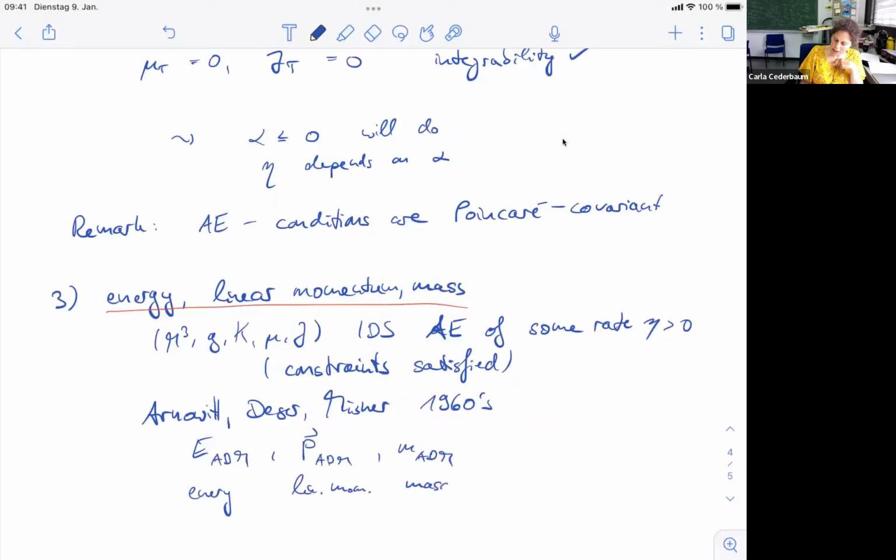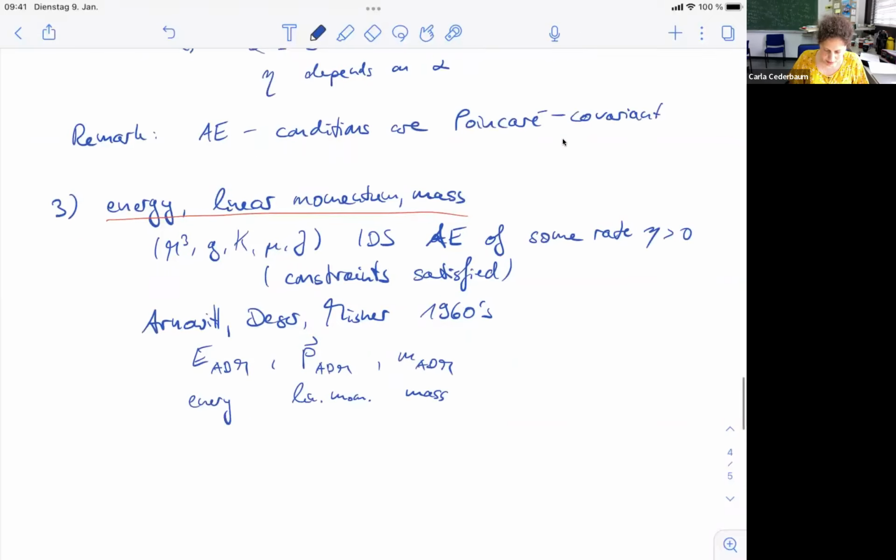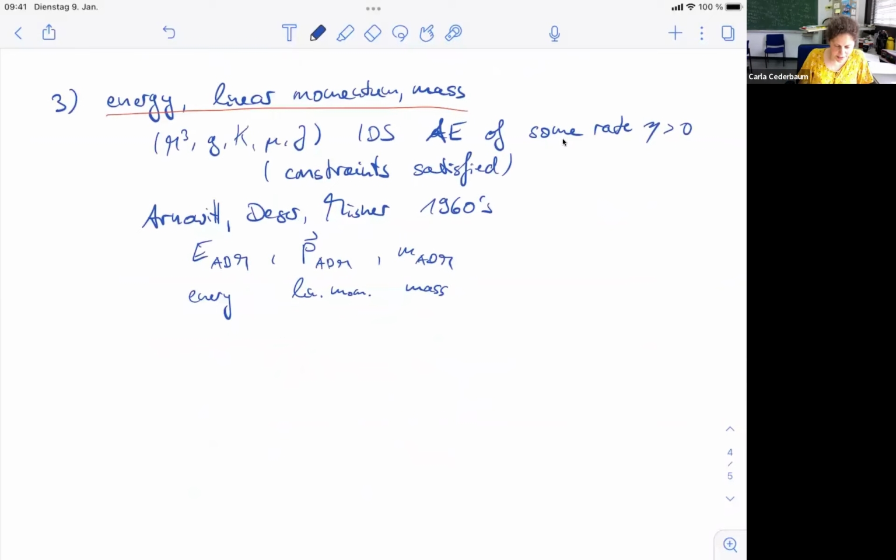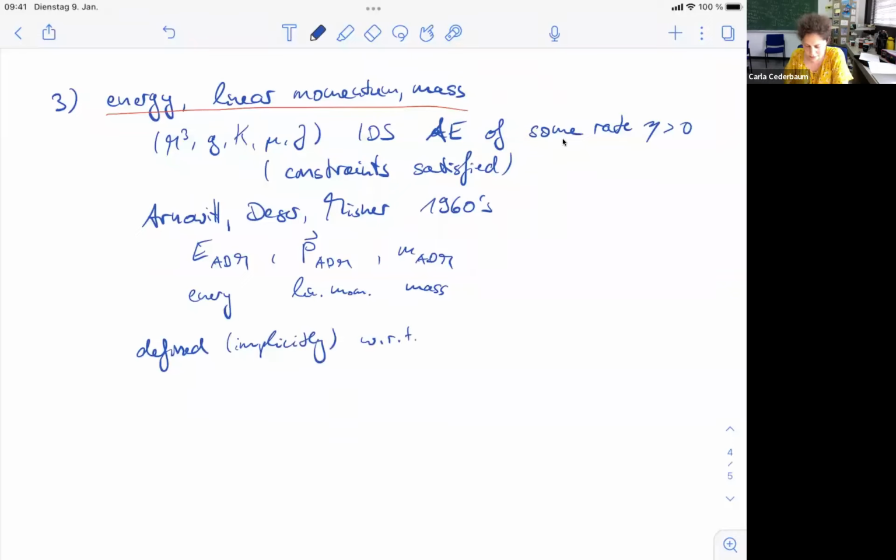They also defined an angular momentum, but I'm not going to go into that today. Okay, so those are the quantities, and they're all defined implicitly, typically, with respect to a given asymptotic Euclidean chart, a given coordinate chart x as above.